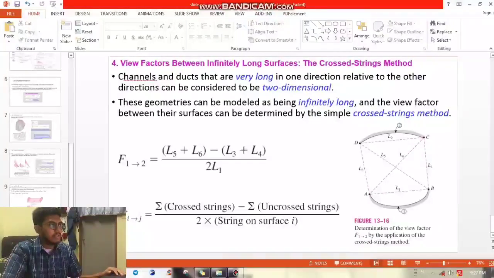crossed-strings method. Channels and ducts that are very long in one direction relative to the other directions can be considered to be two-dimensional. Those geometries can be modeled as being infinitely long, and the view factors between their surfaces can be determined by the simple crossed-strings method. So these are the equation formulas involved.